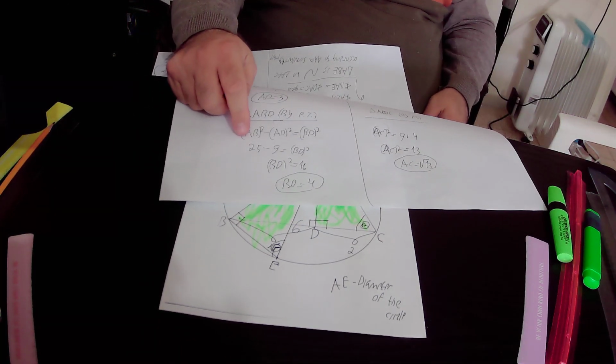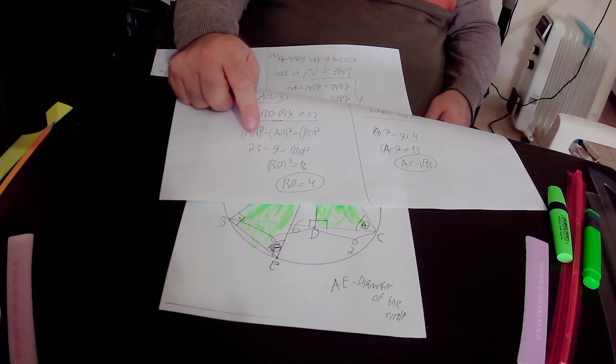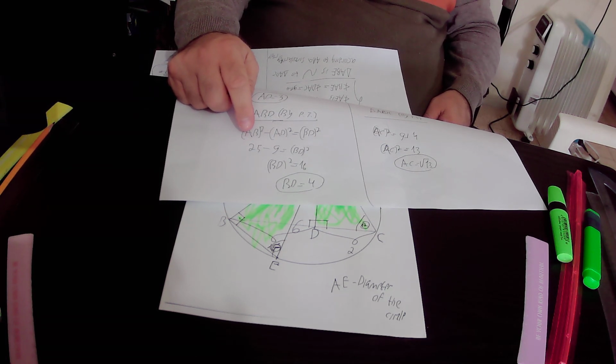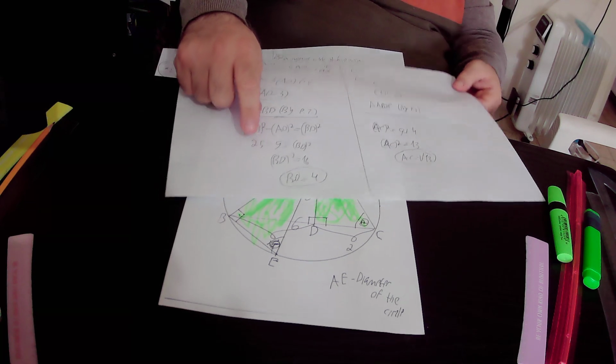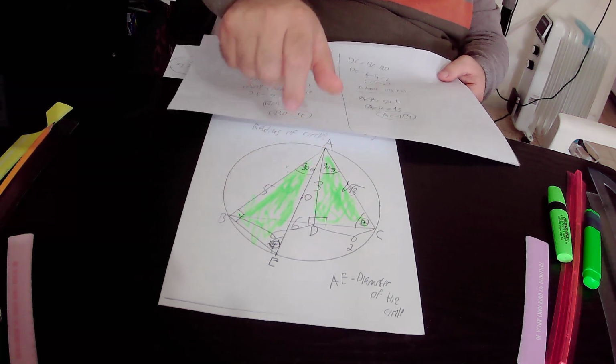AB equals 5, so AB square is 5 squared, that is 25. Minus AD is 3, so AD square is 3 squared, that is 9. So BD square equals 25 minus 9, that is 16. We took the square root of this equation and found that BD equals 4 units.